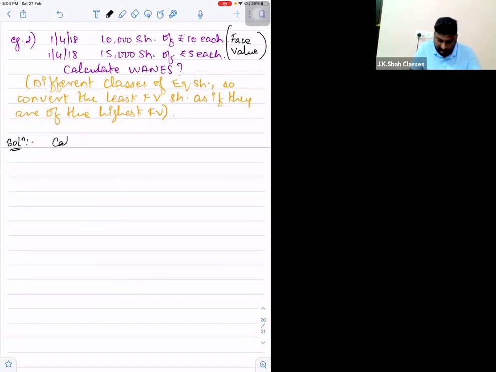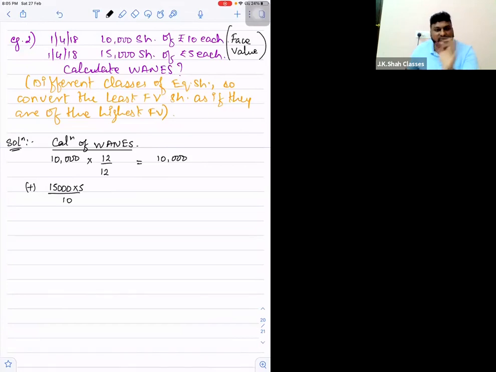Solution, calculation of weights first. Now, these 10,000 shares are of 10 rupees face value, so no conversion needs to be done. They are outstanding for a full 12 months, so 12 by 12. So they will be considered as full 10,000 shares. But when I talk about these 15,000 shares, they are of 5 rupees, and now we have to convert them as if they are of 10 rupees. So how to convert? Simple, into 5 by 10.